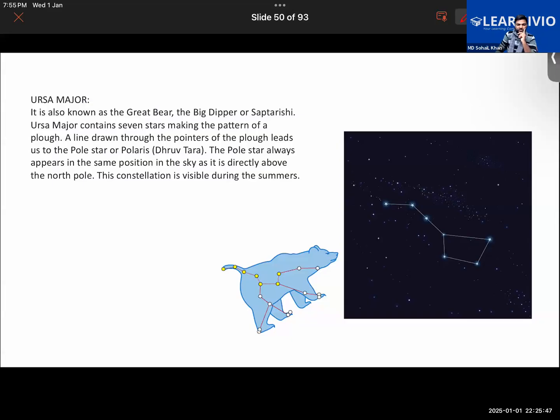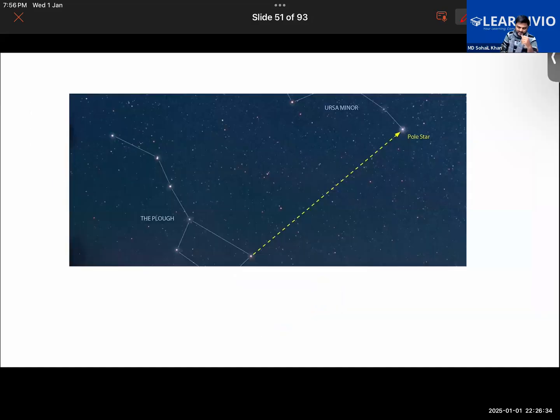Let's talk about Ursa Major, also called the Great Bear or the Big Dipper, or in Sanskrit called Saptarishi, because it has 7 stars in it. It contains 7 stars, and that makes up the pattern of a plow. That is one thing. Also, with the help of Ursa Major, we are able to spot the position of the pole star, also called Polaris, or in Hindi, Dhruv Tara. The pole star always appears in the same position in the sky as it is directly above the north pole of the Earth. Also, Ursa Major is particularly visible during the summers when the sky is clear. Getting it? So that is Ursa Major.